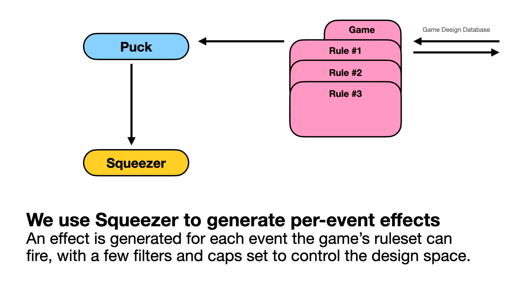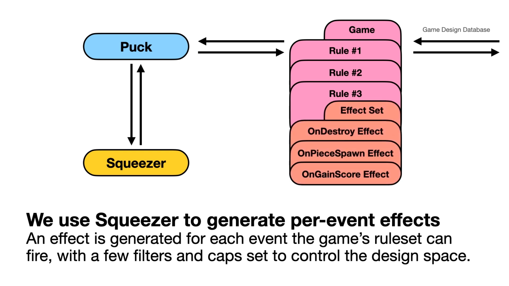So maybe if you're going to have a piece destroy event, that makes sense to be connected to an explosion template. So we sort of narrowed the possible expressive space there. Squeezer then generates something that is appropriate, sends it back to Puck, and Puck adds it to the game's design, which gets added back to the database. So in this case, a game has been augmented with extra parts of its design, which are these automatically designed effects, where each effect is connected to some kind of event.